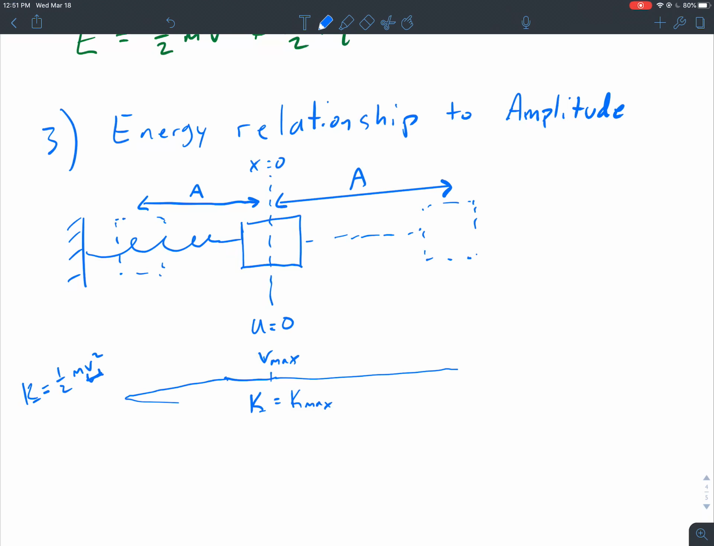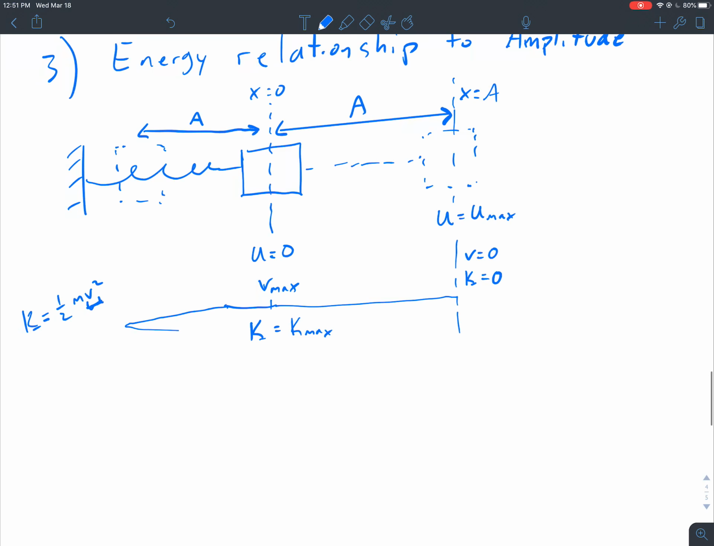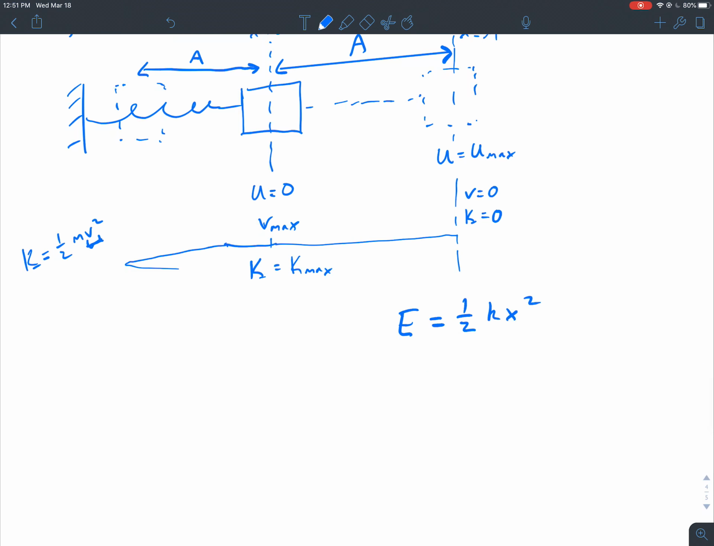And all the way out here, at x equals A, our U is going to be maxed, and our v is going to be 0, so our kinetic is going to be 0. So analyzing this point over here, our total energy is 1/2 kx squared. And x is just the amplitude, so our total energy is 1/2 kA squared.